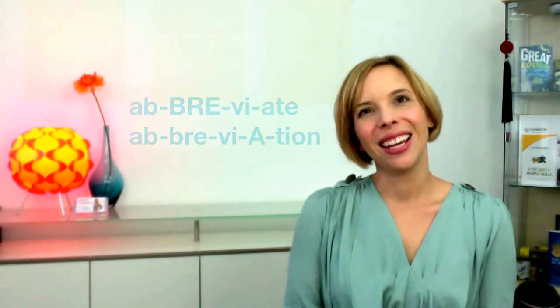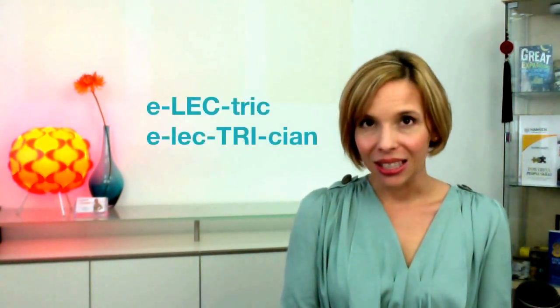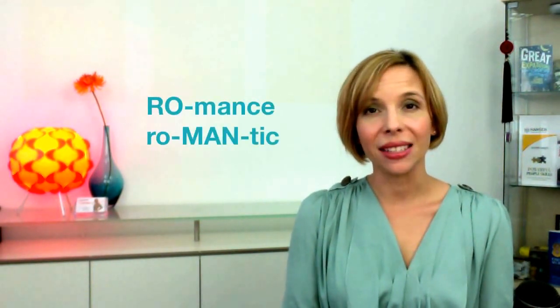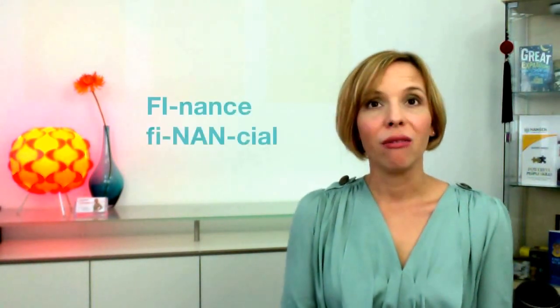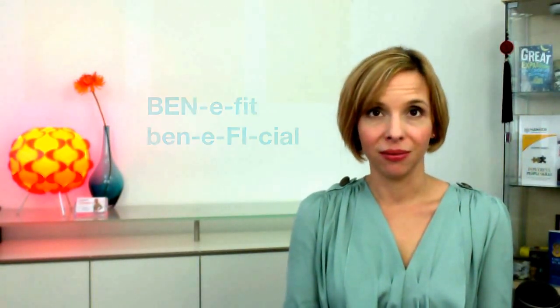The same is true for abbreviate and abbreviation. You could make a whole list of words ending in ion, and you'll see this pattern emerge. The same goes for the ian suffix. Music, musician. Electric, electrician. The IC ending, economy, economic. Romance, romantic. And the CIAL ending, finance, financial. Benefit, beneficial. Let's take a look at some of these words in sentences.